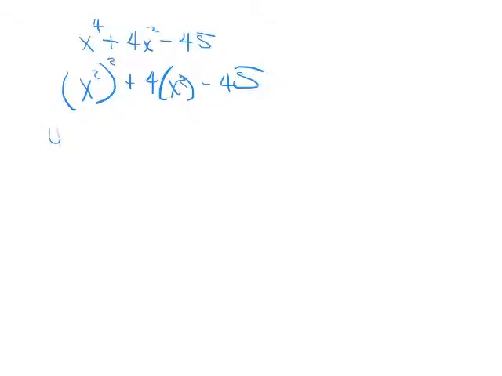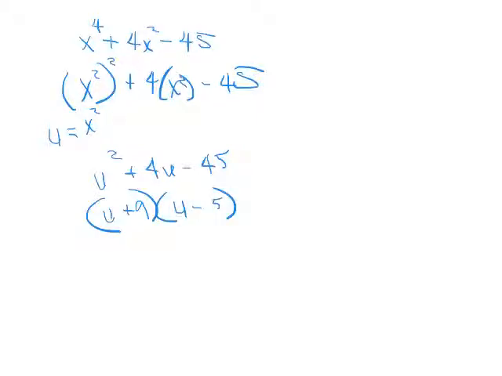And they substitute u for x squared. And then they're able to go u squared plus 4u minus 45. And then they're going to solve for u. And then just go from there. So we've got u plus 9, u minus 5, and we can very easily put our x squareds back in.